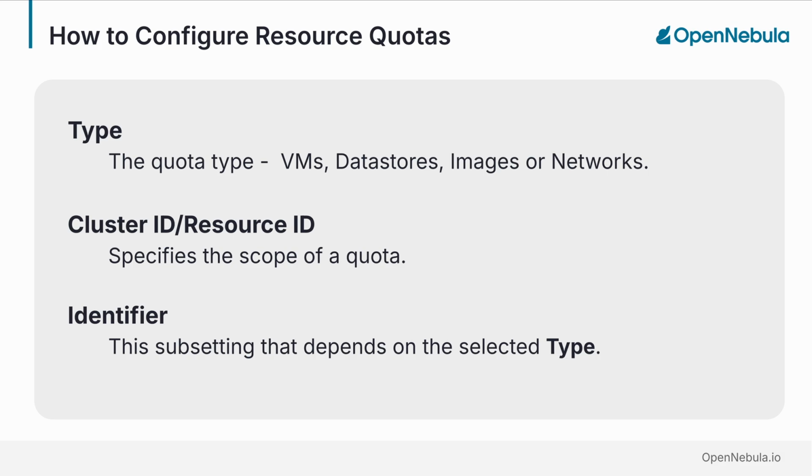Cluster ID or resource ID is acting as a scope of the quota. If the type is set to VMs, then you should specify whether the quota must be applied to a specific cluster or it should be global, while in other cases the scope is going to be applied to a specific selected resource. For example, in case of setting up the quota for address leases, you should specify one or multiple virtual networks. Identifier is going to be dependent on the selected type. For example, with the virtual machine quota, you can select running virtual machines, running CPUs, or system disk size.